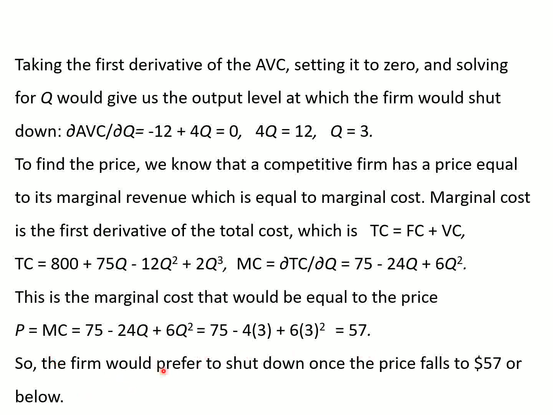So the firm would prefer to shut down once the price falls to 57 or below, because if the price is 57 or below, it cannot cover the average variable cost. To continue our production, the price should be more than the average variable cost. This is the point of shutdown. That is, the price of 57 is the point of shutdown.